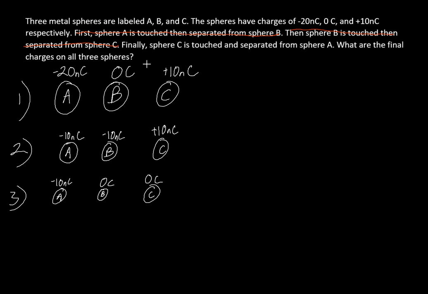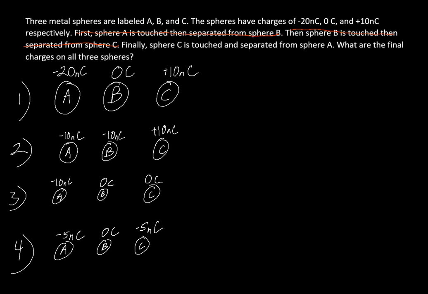And last but not least, C is touched and separated from A. So in my final position here, I'm touching A and C. If A has a negative 10 nanocoulombs, and C has 0 coulombs, then they've got negative 10 nanocoulombs between them, which would give me half on A, so negative 5 nanocoulombs. B, nothing happened to it, so it keeps what it had. And C got the other half, negative 5 nanocoulombs. And so there we are.